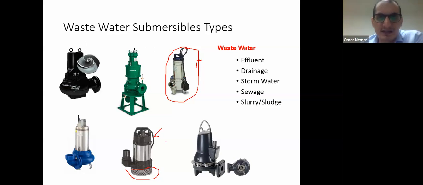Sometimes you can see some pumps with something we call a grinder. This is what we will talk about. Sometimes it has a strainer, because the pump is not designed to pump big particles. So this is why they put a strainer.